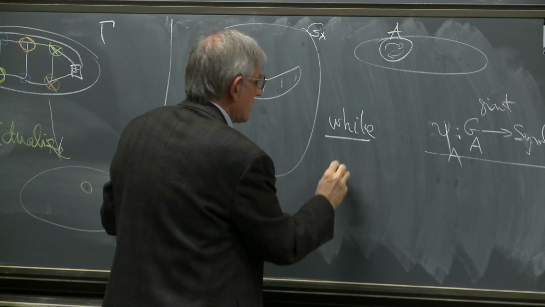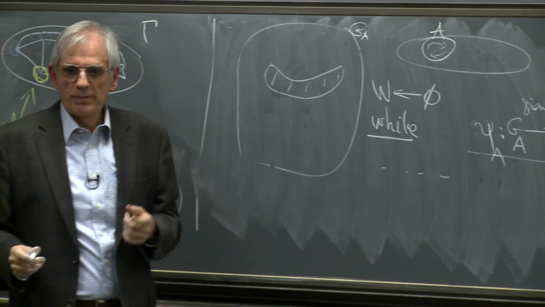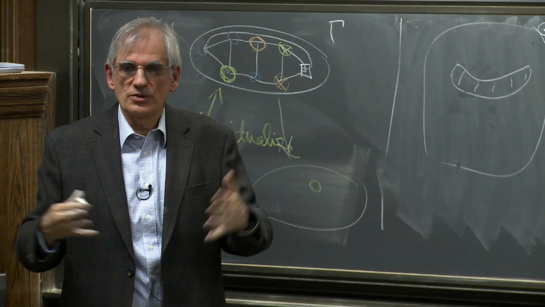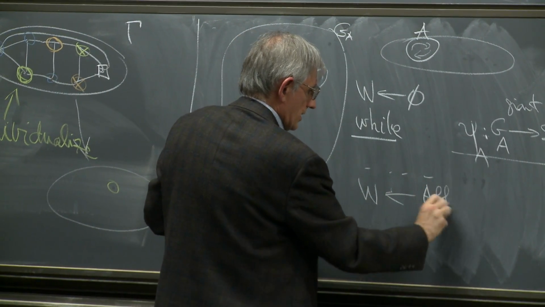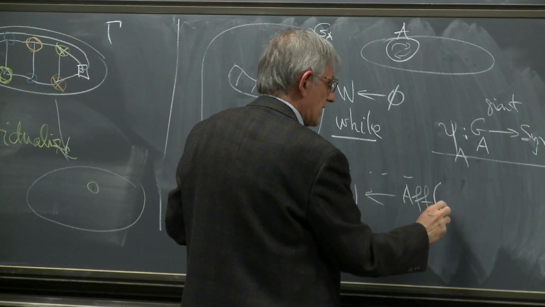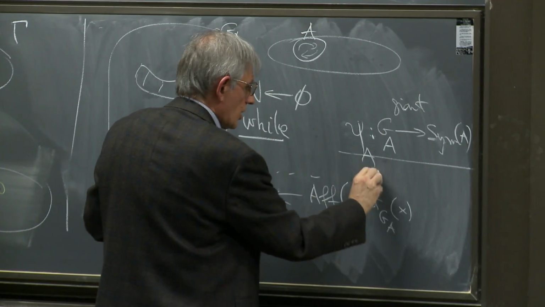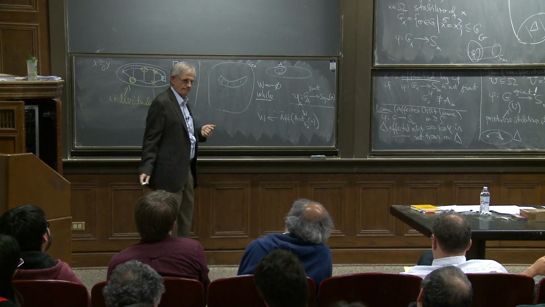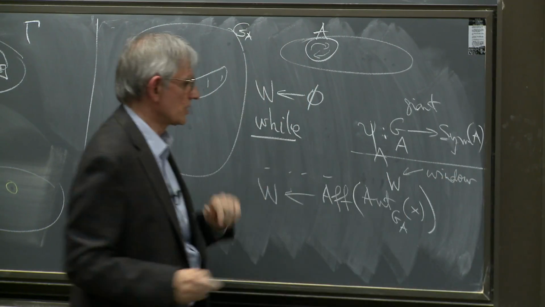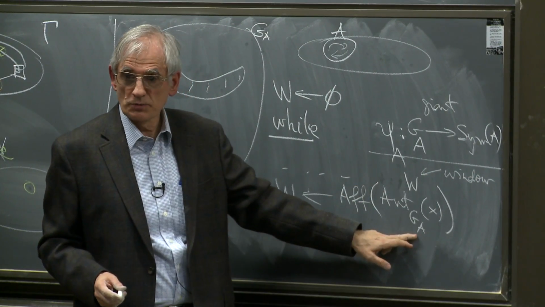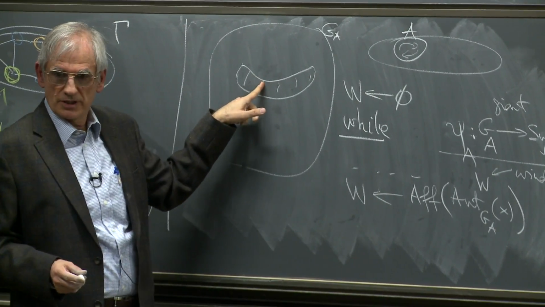So this is while something is true, then I start with W being the empty set. W is the part of the input that I am considering. So initially, I am not considering any part of the input. But now, I look at the set affected by the automorphism group with respect to G sub A of my string restricted to the previous window. So this is the window, which is initially the empty set. So initially, this thing is simply just the group G sub A. But then this becomes everything that is affected by that. So that's my first layer here.